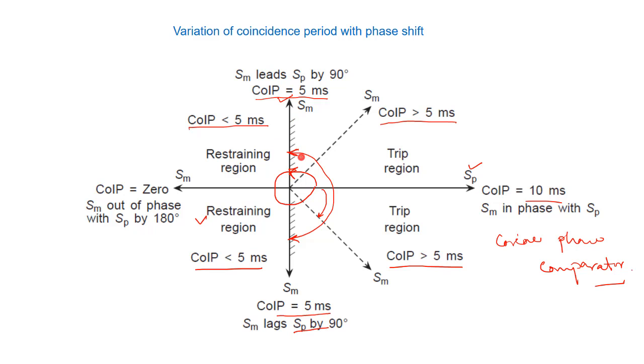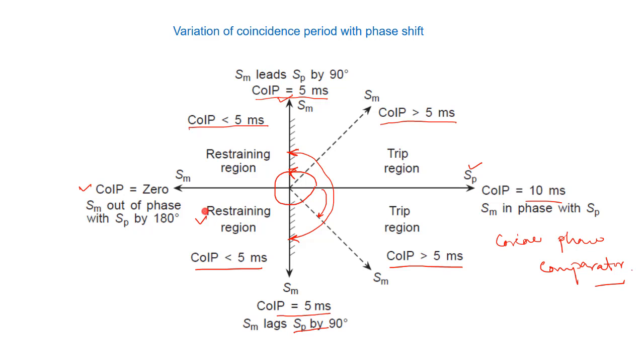When your phase angle increases to greater than 90 degree, that means SM leads SP by greater than 90 degree, then your coincidence period will become less than 5 millisecond. Similarly, here also, when your phase angle becomes less than minus 90 degree, that is, it lags by greater than 90 degree, the coincidence period will be less than 5 millisecond, and it is the restraining region. And when it is out of phase, obviously the coincidence period is 0, as we have already seen.